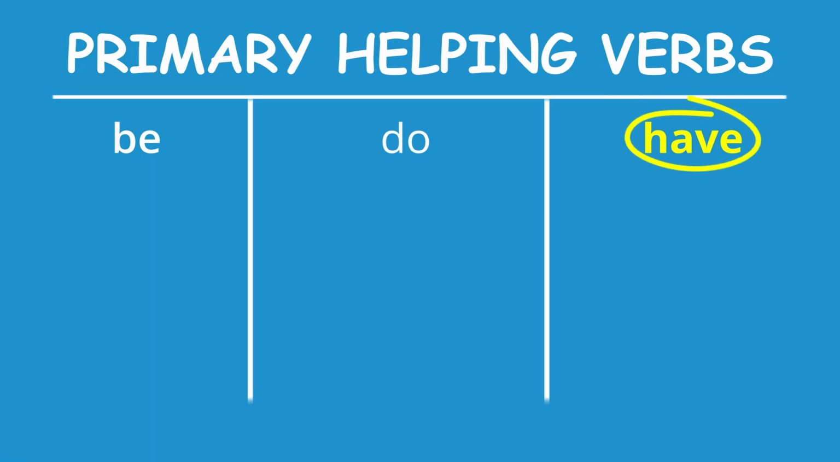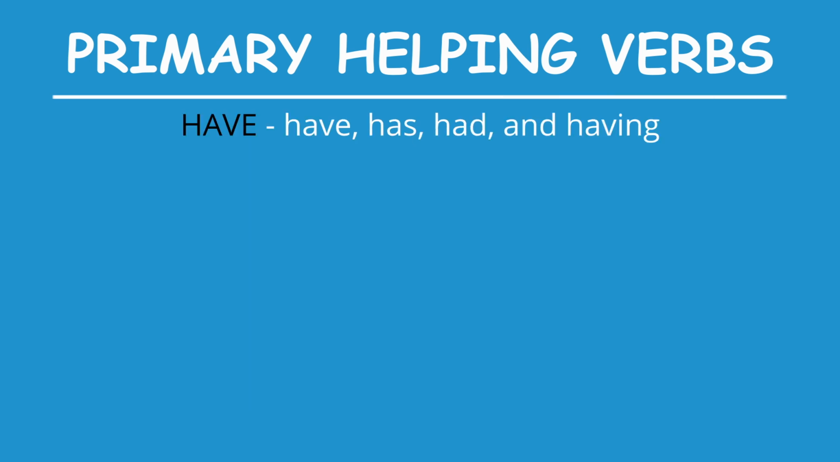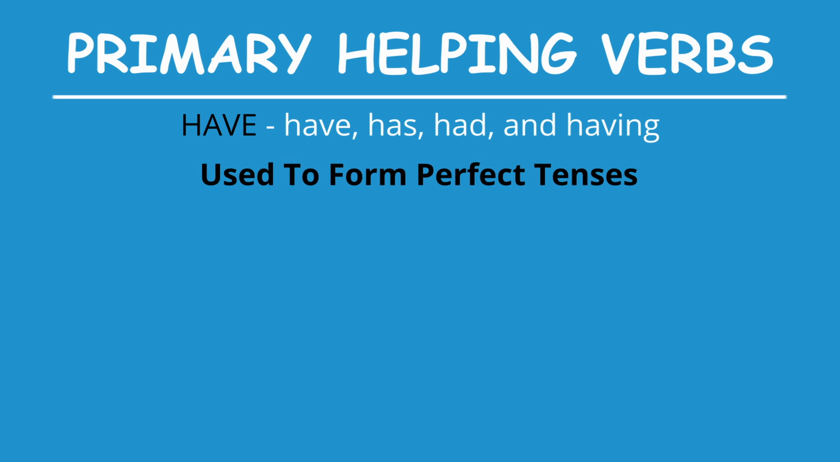Let's move on to our final helping verb or primary helping verb, have, with its forms: have, has, had, and having. The helping verb have is used to form perfect tenses in English. That is, past, present, and future perfect tenses in English.